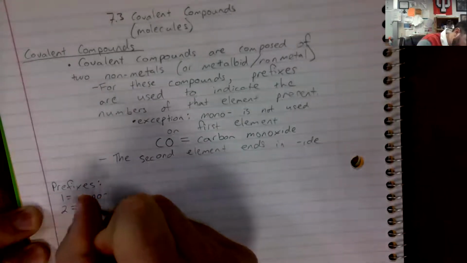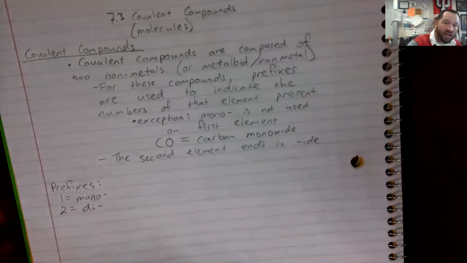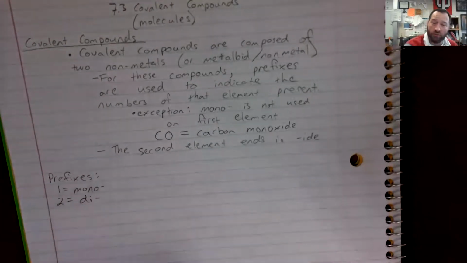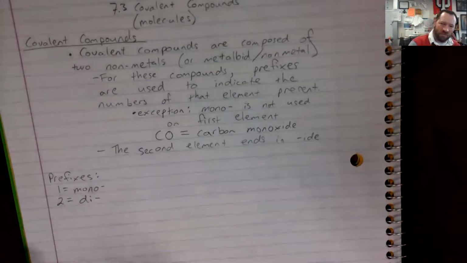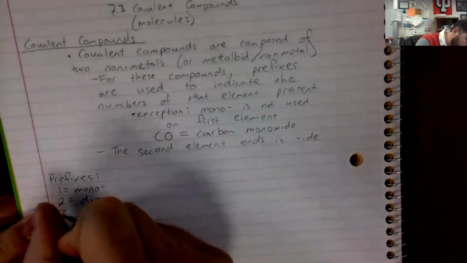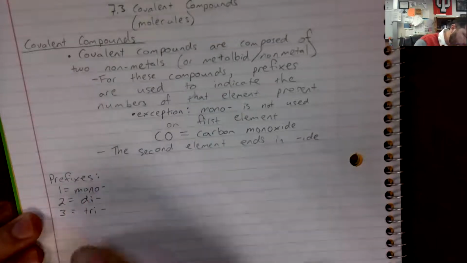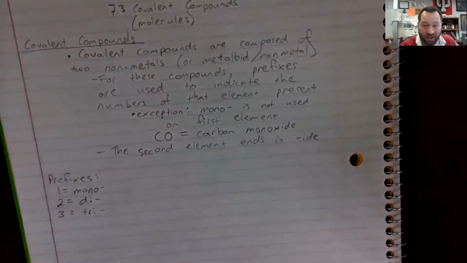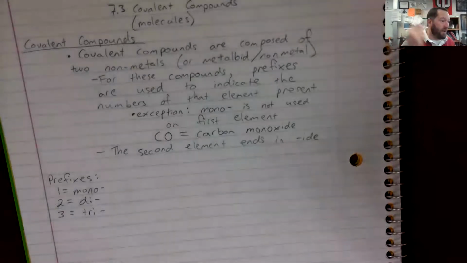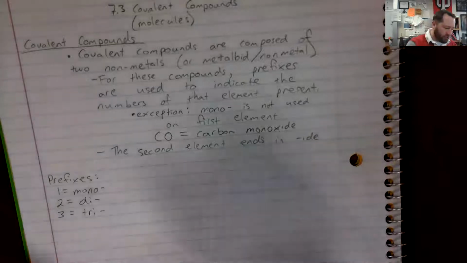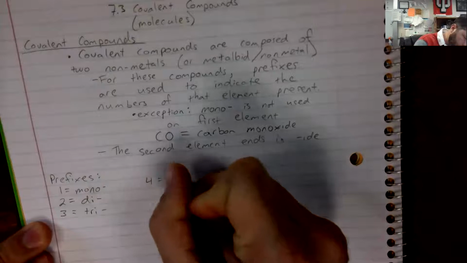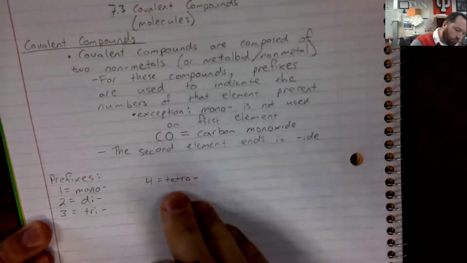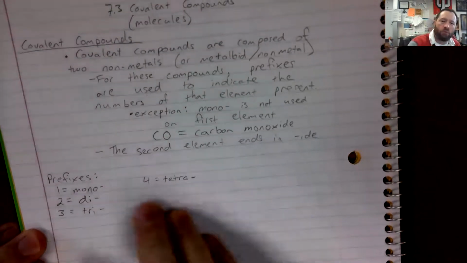2 is di. We used di a lot in biology last year, so hopefully you are familiar with di as 2. And if not, give it a look over a couple times, get familiar with it. 3, here's one everyone knows, tri. We use tri a ton, not just in chemistry, but in English as well. A triangle has 3 angles. A tricycle has 3 wheels. So tri should be really familiar to us. 4, you may or may not have heard of. 4 is tetra.